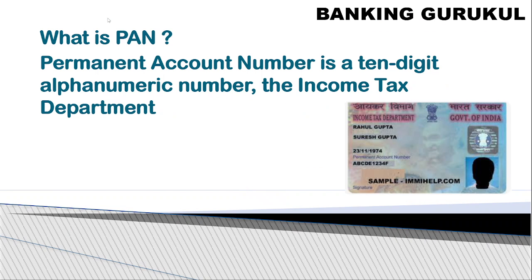So PAN is issued by the Income Tax Department. It's a 10-digit alphanumeric number. Alphanumeric means it contains numbers and alphabets also. PAN is required when you file a return or you do certain types of transactions. You have to mention the PAN number.